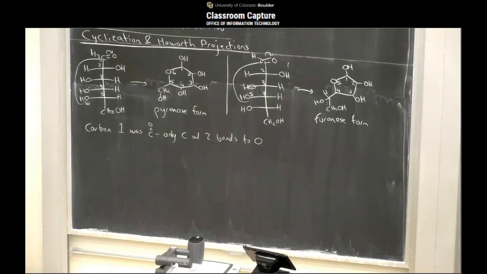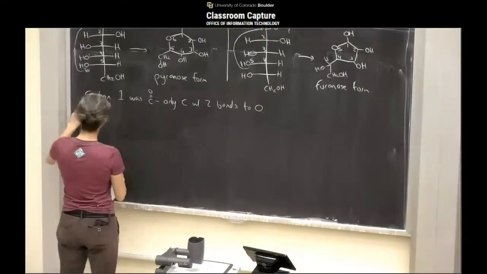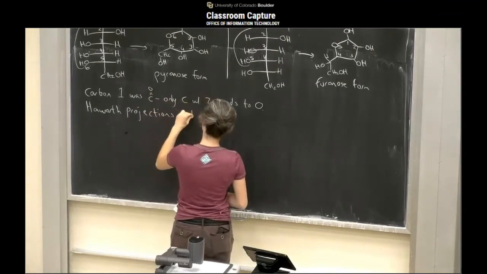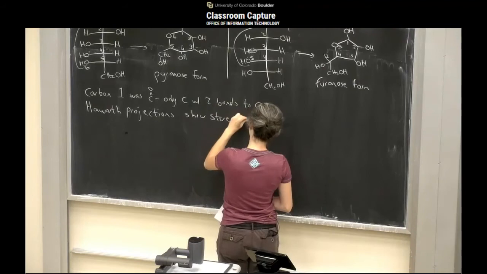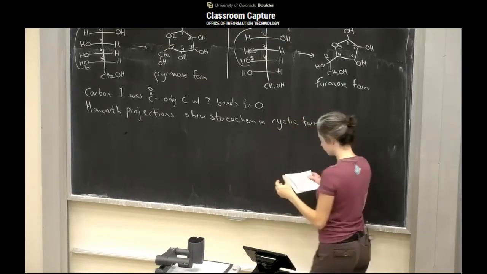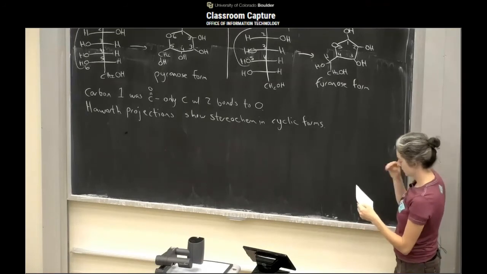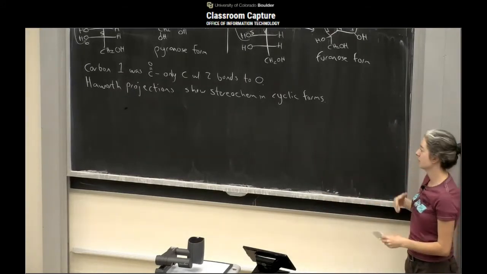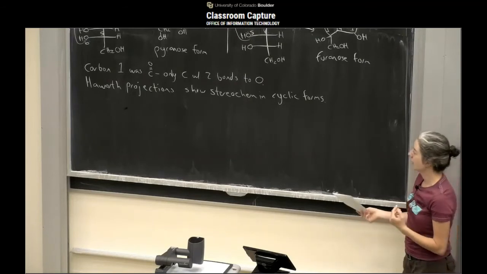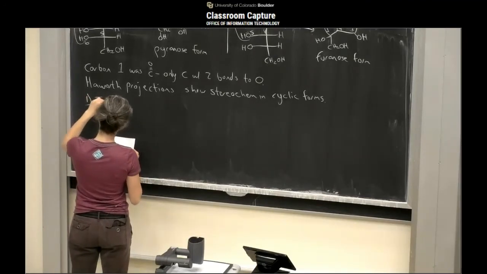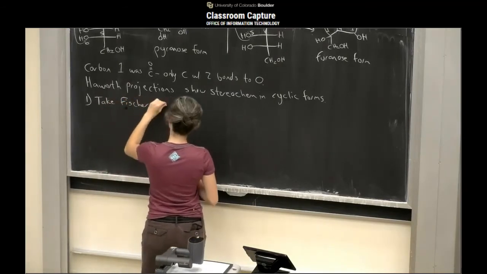So we need some way to show where the OHs are actually pointing based on where they are in the Fischer projection right now. So this is what Haworth projections are for. So they're for showing stereochem in the cyclic forms. Okay, so what we're going to do, there's, I guess, several valid ways to do this, but there's one commonly, traditionally used way, so I'm going to follow that, just so we're all on the same page.